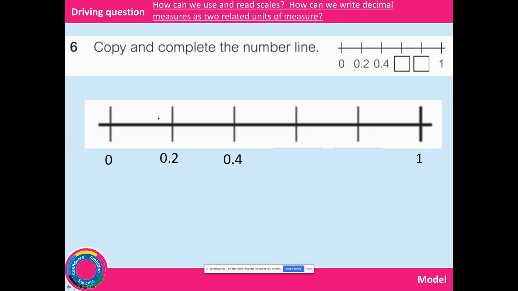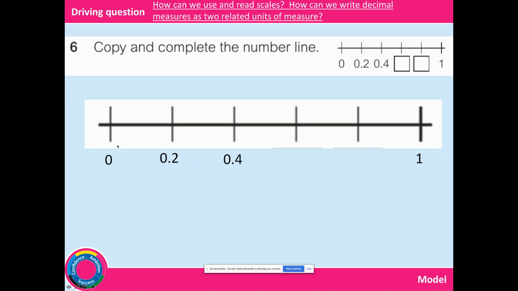Right, copy and complete this number line. Okay, I've made it large here so you can see what I'm doing, because these little boxes are too small for me to write in. So I've got 0 at one end and I've got 1 at the other end. But I've got 1, 2, 3, 4, I've got 5 jumps. And I need to go from 0 to 1, but they've started me off here.